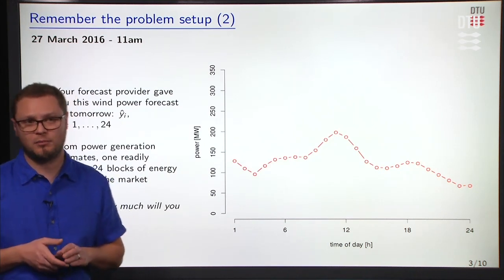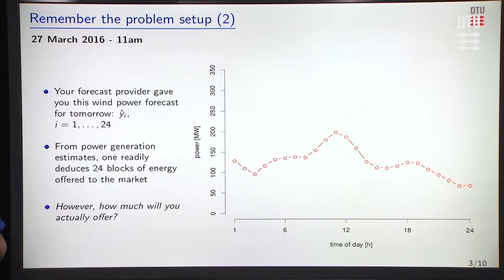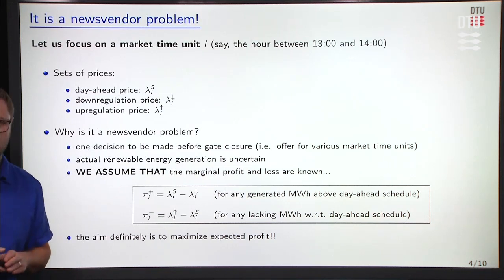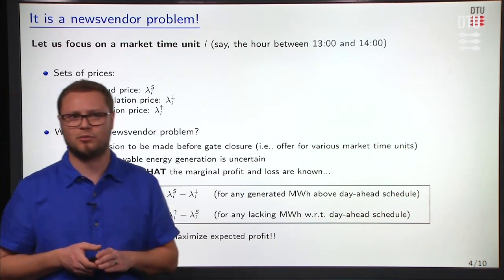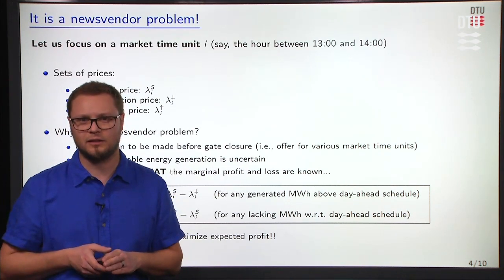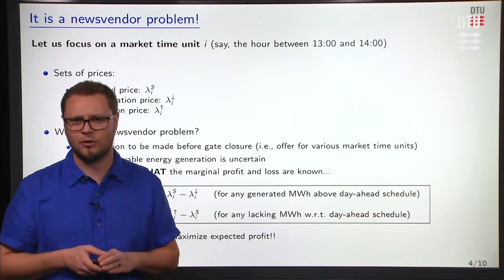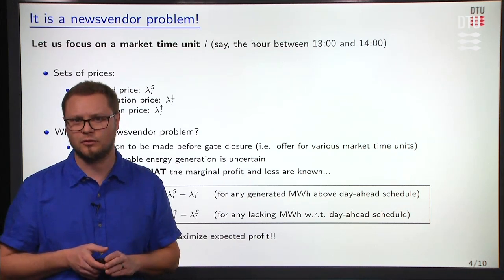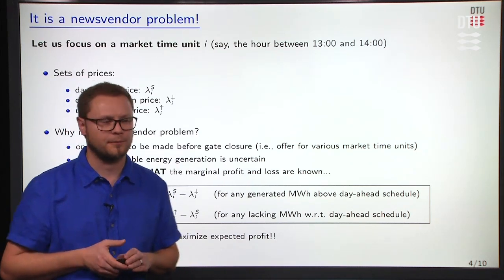The basic question behind that was, how much will we actually offer? From trust the forecast, to tweaking it, to being bold, we've analyzed how the performance ratio would evolve. But now that we think about it, it is a news vendor problem, don't you think? Let's focus on the market time unit i, and let's say it's the hour between 1 and 2 in the afternoon. It could be any other hour.